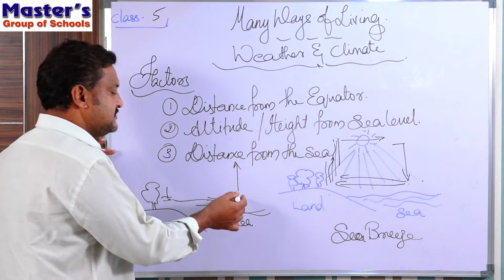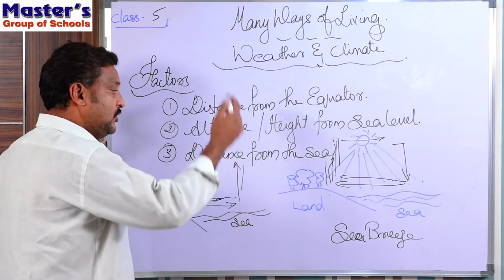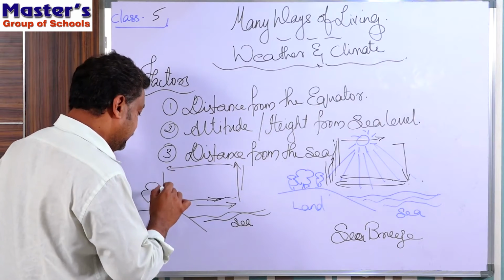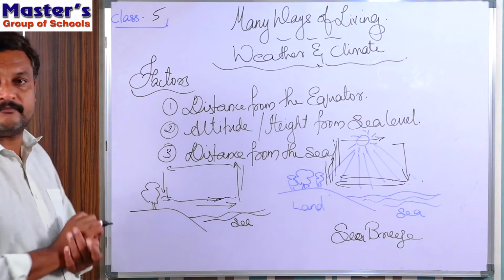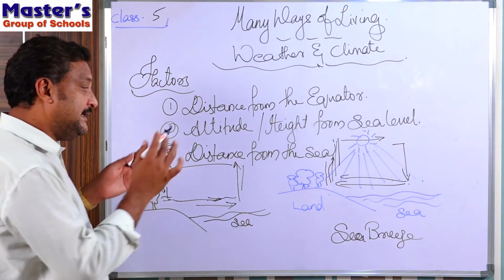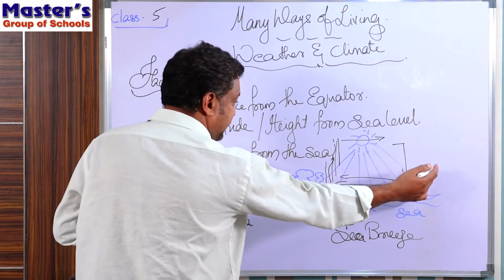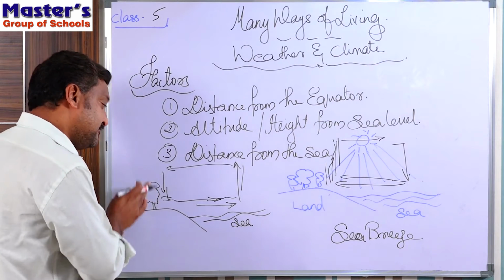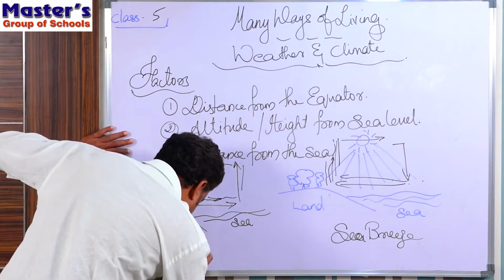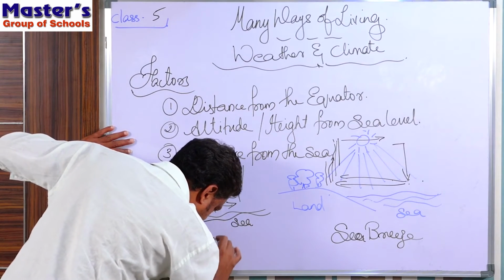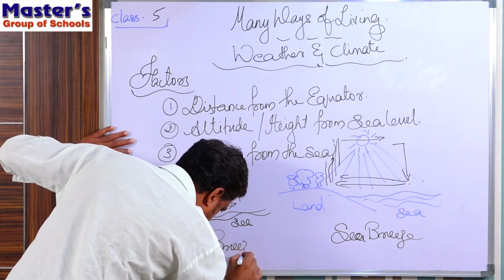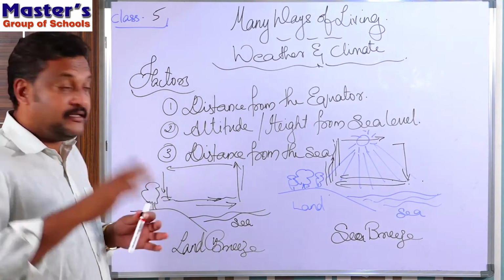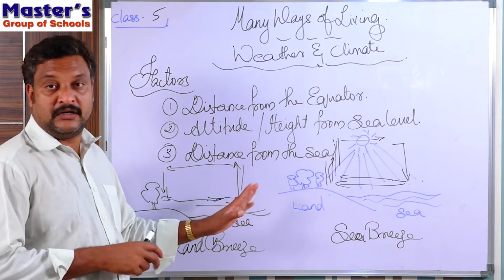Again, the same process. This goes up. As we go up, temperature decreases. This cools down and flows in this way. So during the daytime, the wind comes from the sea, and during the night time, the wind comes from the land, and this is known as a land breeze.